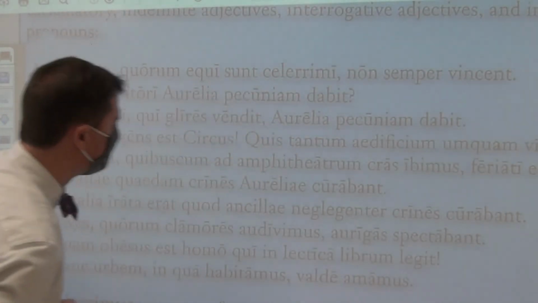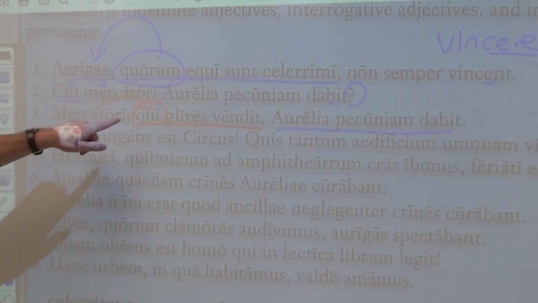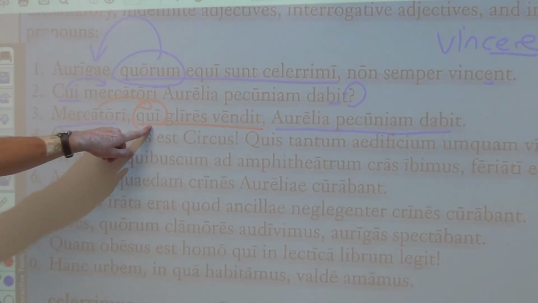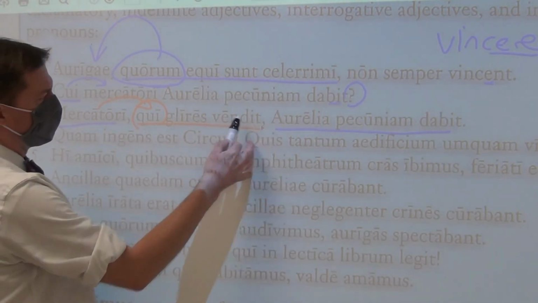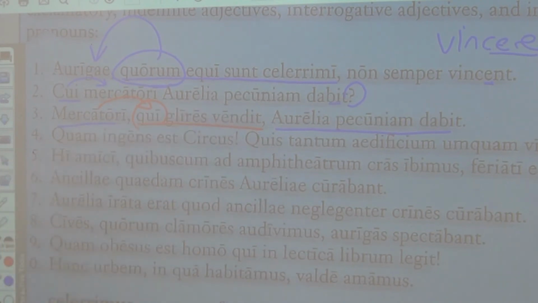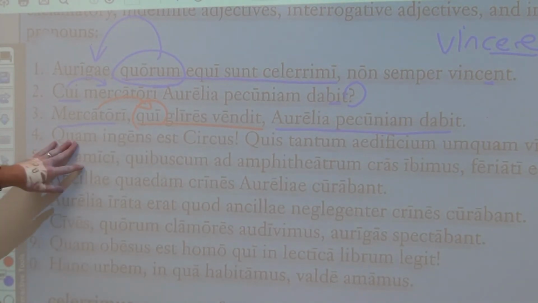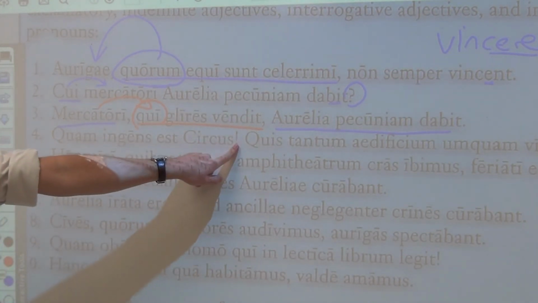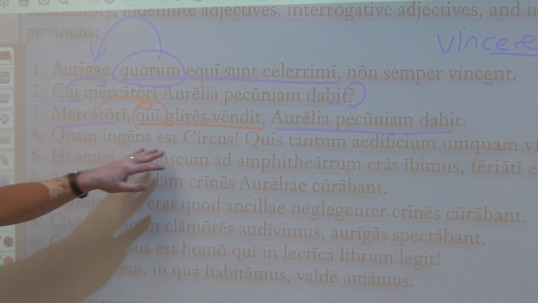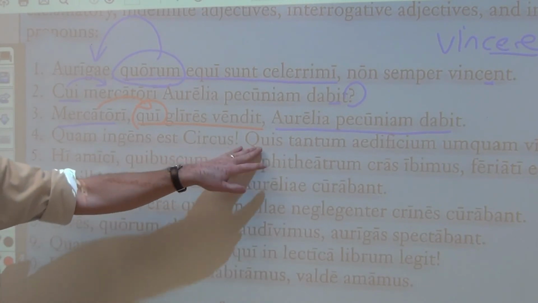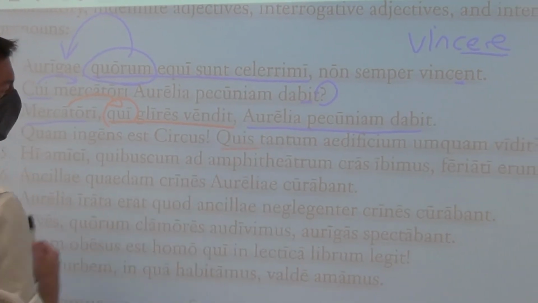But because it's referring to the mercatori, we know that it's that one. Because if that's singular, that has to be singular: who sells. And also we know that it's singular because of subject-verb agreement. Subject and verb singular. Quam ingens est circus. It has an exclamation, so this is the quam exclamatory. How huge the circus is. Quis, interrogative pronoun.